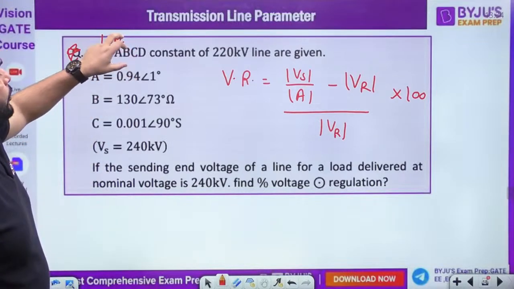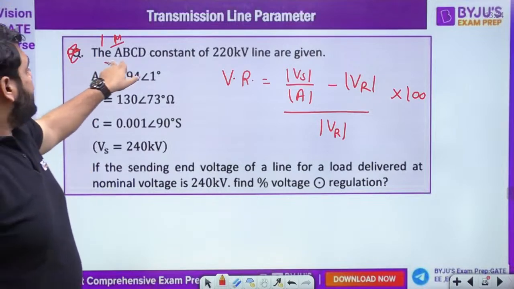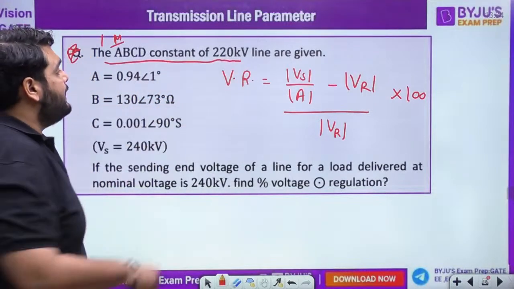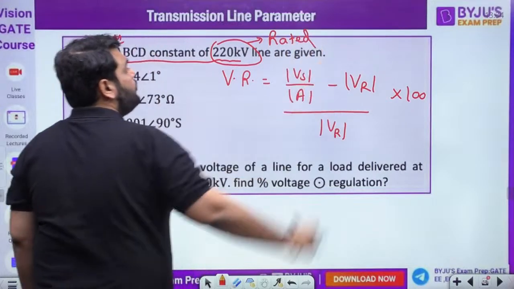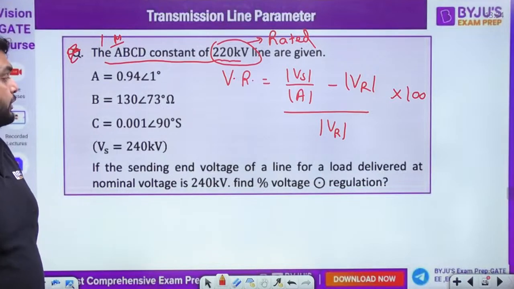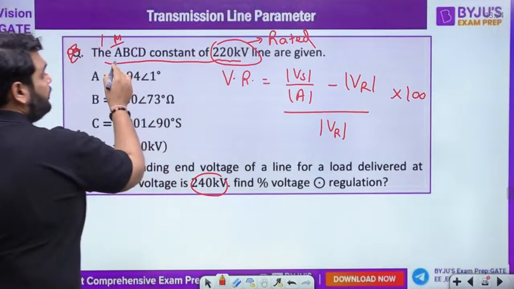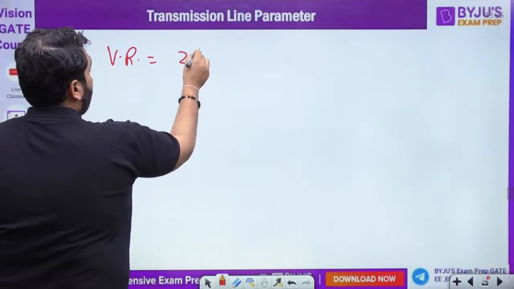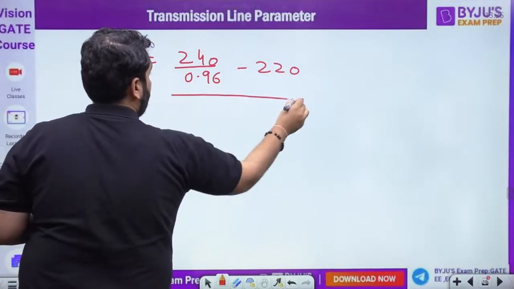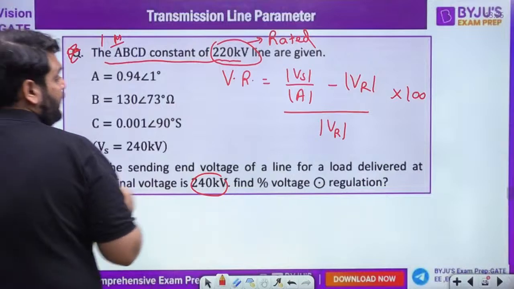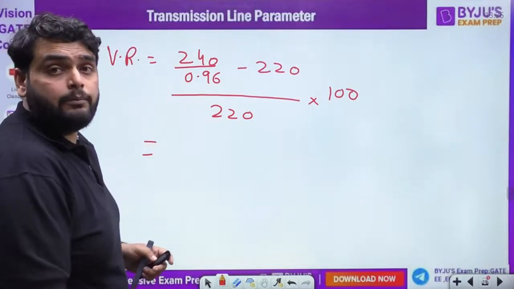So you need to find out what is the source voltage and what is the receiving end voltage. So read the question carefully. The ABCD constant of 220 kV line. It means this is the rated voltage, and that is going to be a receiving end voltage. Now they are saying if the sending end voltage is 240 kV. Okay. So now put all the values here. 240, A is given 0.96, minus 220, divide by 220, multiply by 100. That will give you the voltage regulation 6.38%.